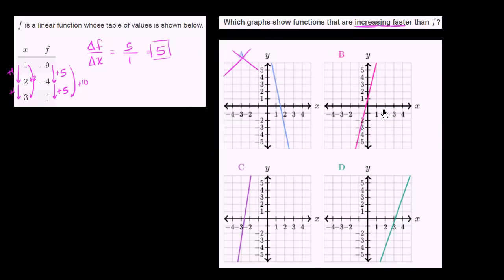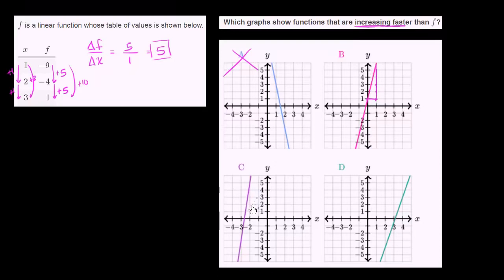If we look at this one right over here, if we start over here and increase 1 along the x direction, if our change in x is 1, it looks like our change in y is exactly 5. 1, 2, 3, 4, 5. So it looks like for choice B, our slope, or change in y over change in x, is exactly 5. So it's not increasing faster than f, it's increasing the same as f.